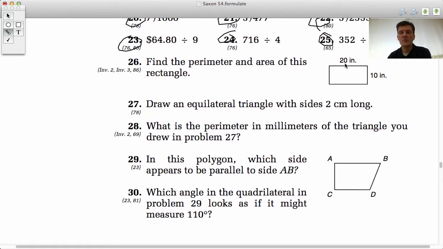Perimeter, remember with a rectangle, opposite sides are going to be equal in length, so that's 20. That one's 10. Add up all 4 of those sides to get your perimeter.